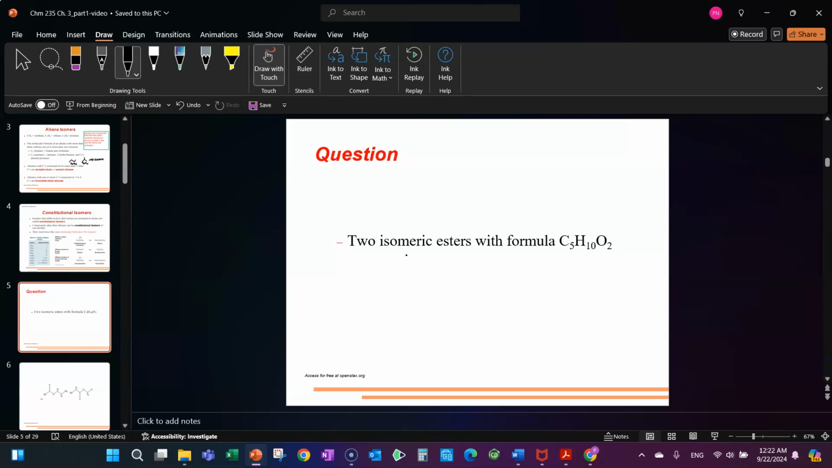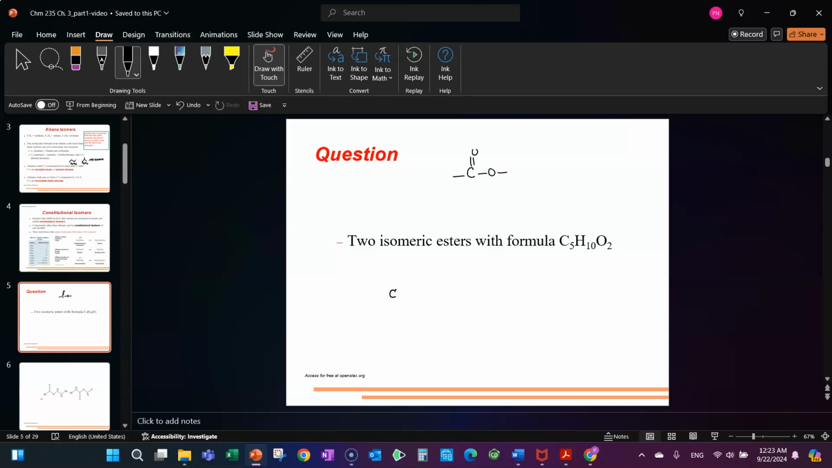Now, let's try to use this in an example. The question is asking, can you draw two isomeric esters with formula C5H10O2? First of all, remember that esters have this linkage. It should have a carbon with a double bond to oxygen and a single bond to oxygen. And the formula is C5H10O2. So what are the two isomeric esters you can draw?